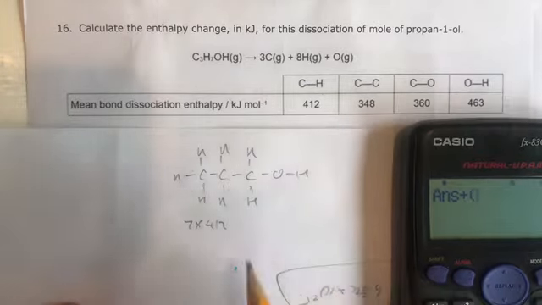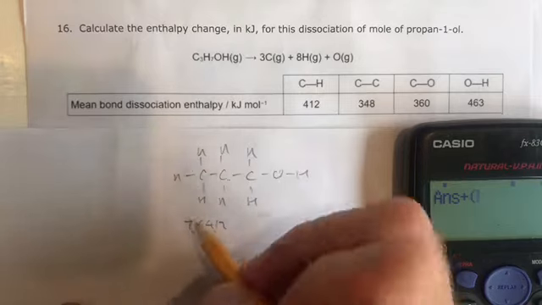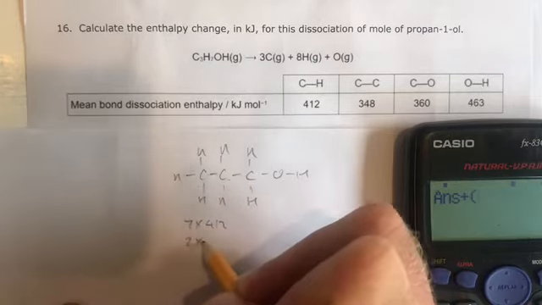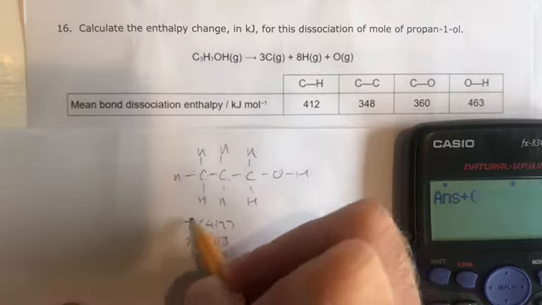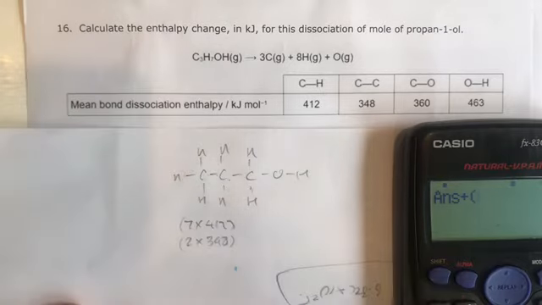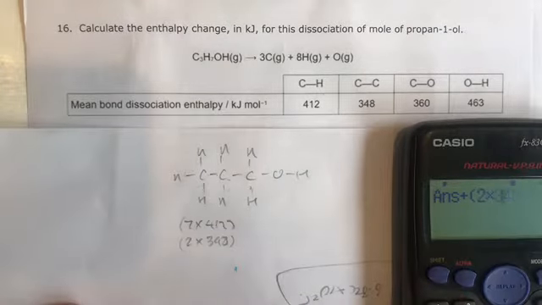Plus whatever it is next, C-C, there are 1, 2 of those. 2 times 3, 4, 8. Let's do some brackets around those things. 2 times 3, 4, 8. What else are we doing?